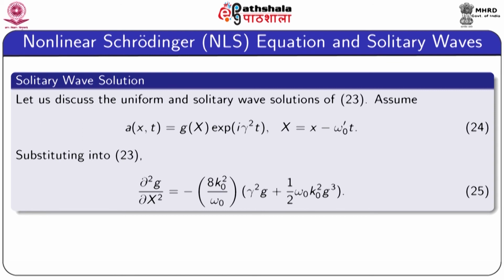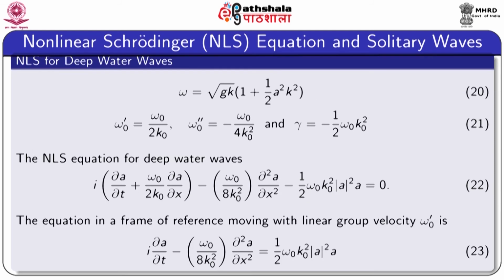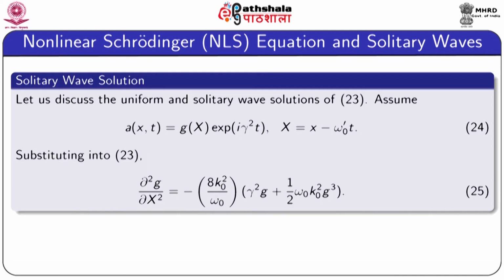Mainly we are interested in finding the solitary wave solution of the previous equation, that means of equation 23. So, for that we assume the solution in the form amplitude A equals G(X) into e to the power i gamma square t, where capital X is small x minus omega 0 dash t. So, substituting 24 into 23, we get an equation in G which is written in 25.